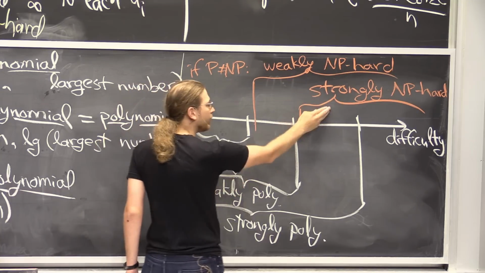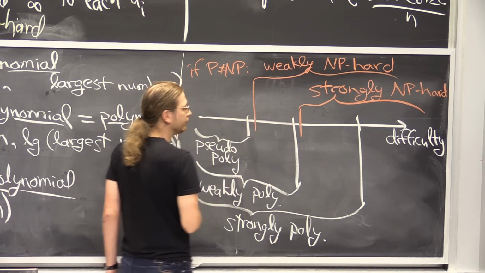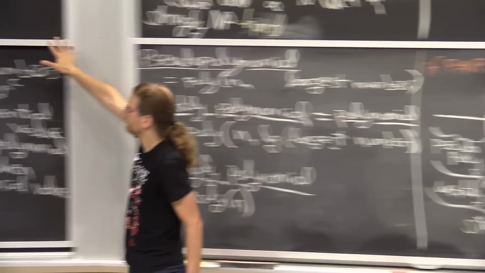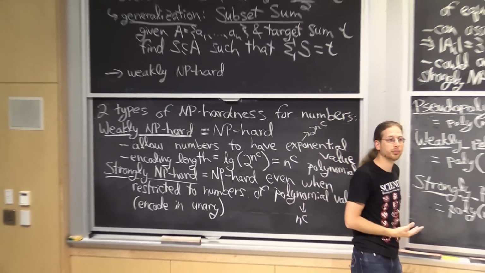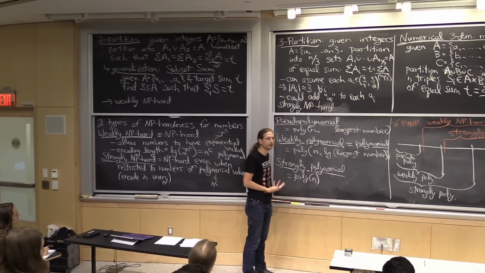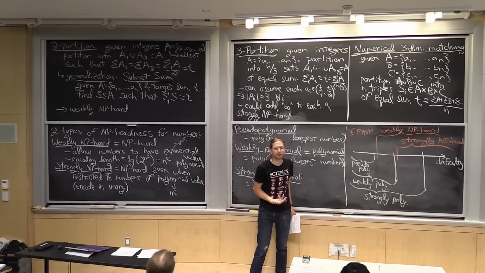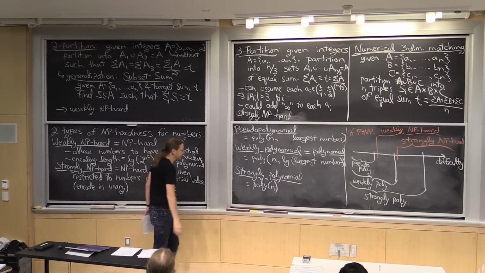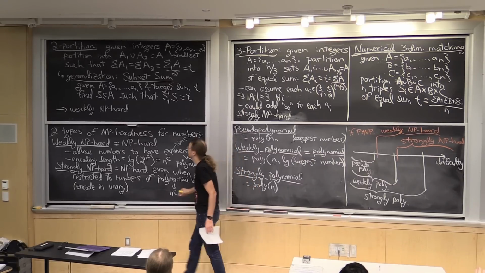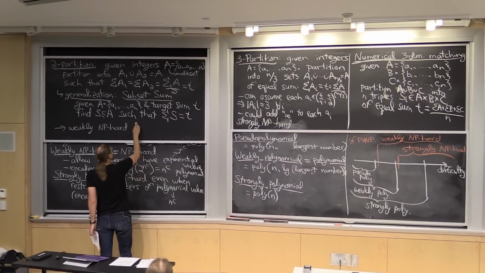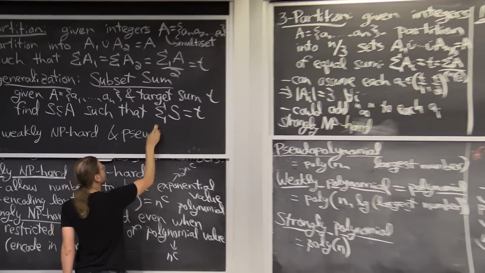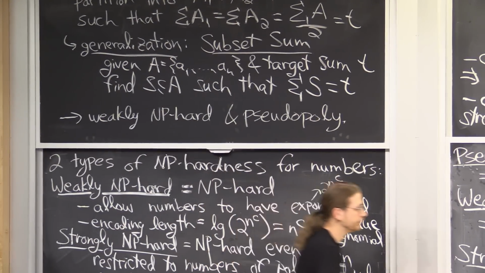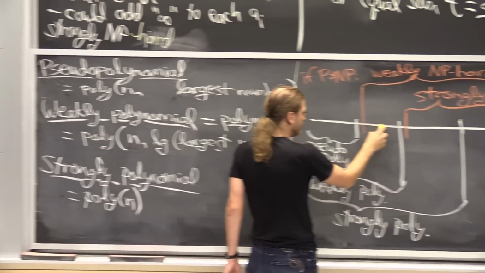So obviously, strongly NP-hard is a better result because it's a smaller class. But for example, two-partition, which is only weakly NP-hard, has a pseudo-polynomial algorithm. You've probably even seen one in your algorithms class. If you've ever done anything like knapsack as a dynamic program, that is a dynamic program probably originally done for two-partition. So that problem is somewhere in here.